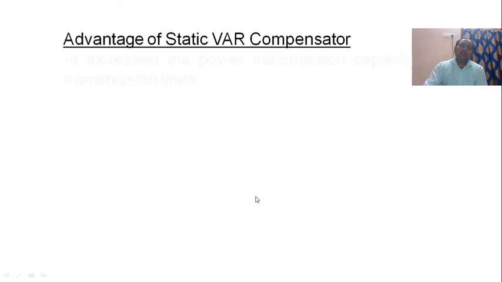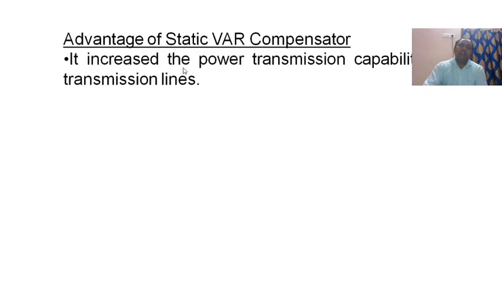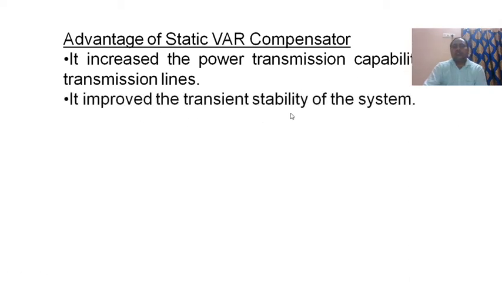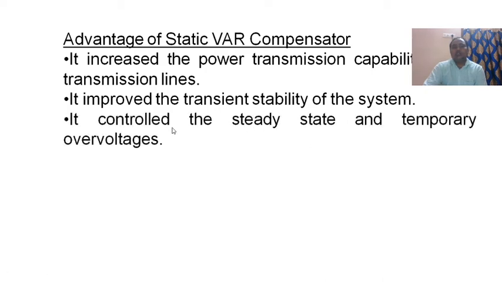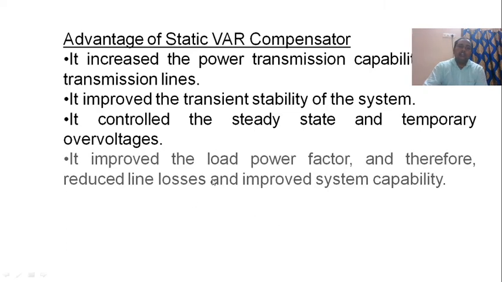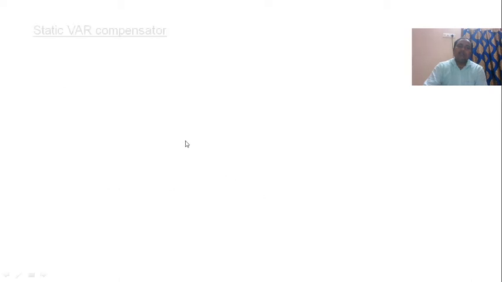Advantages of the static var compensator. It increases the power transmission capability of the transmission line. It improves the transfer stability of the system, the transient stability. It controls the steady state and temporary over voltages. It improves the load power factor and therefore reduces line losses and improves system capability.